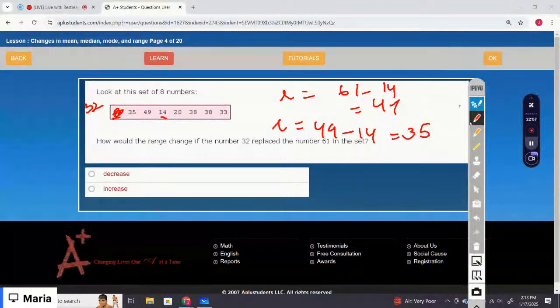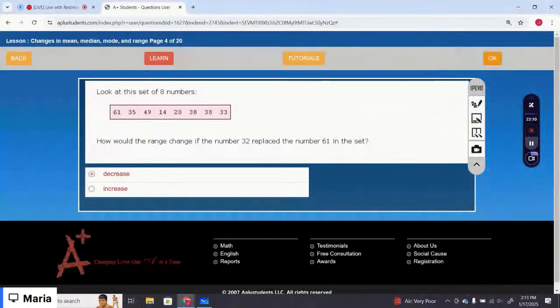So that is decreased. Option number one is the correct option.